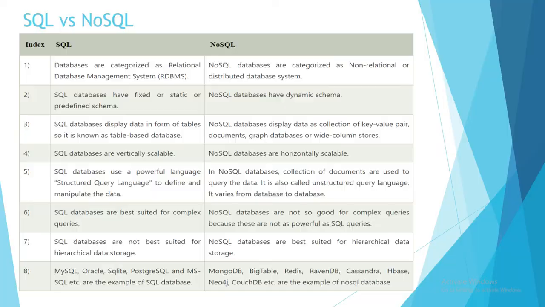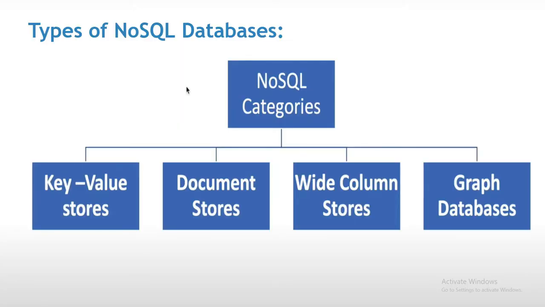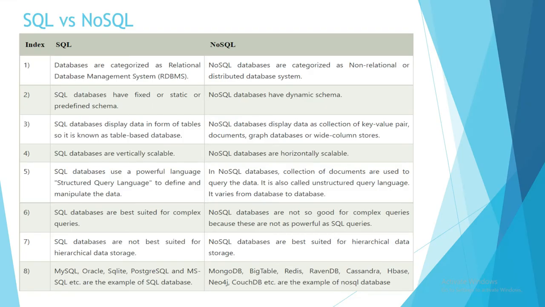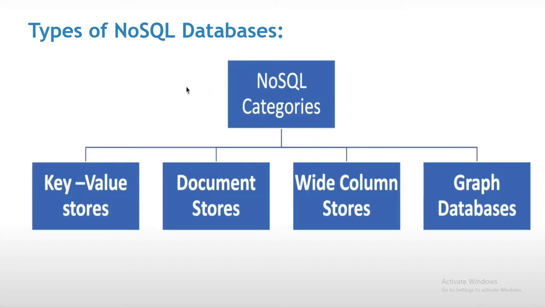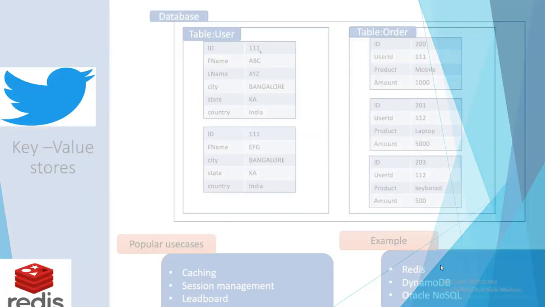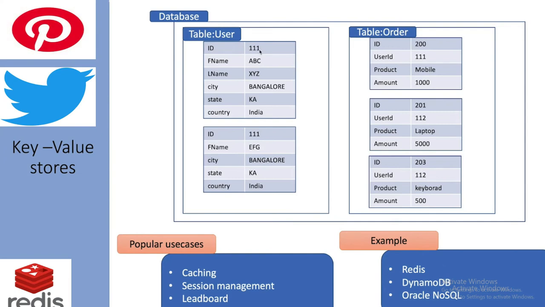Coming to the various types of NoSQL databases, based upon the way they use database storage, I have classified them into four types: key value stores, document stores, wide column stores, and graph databases. If you observe each one in depth, this is what we call key value stores. In key value stores, the data is stored in the form of key value pairs. Like if you observe here, ID is a key, 111 is a value, FNAME is a key, ABC is a value, LNAME is a key, XYZ is a value.